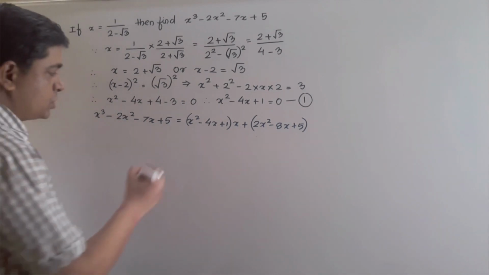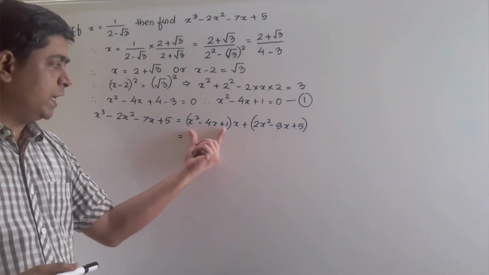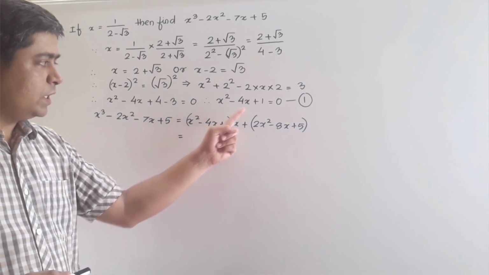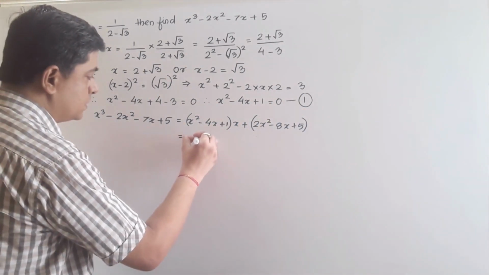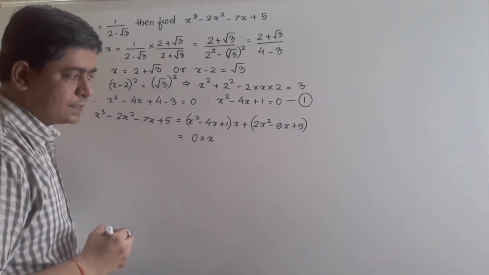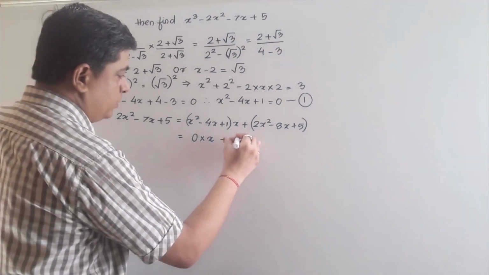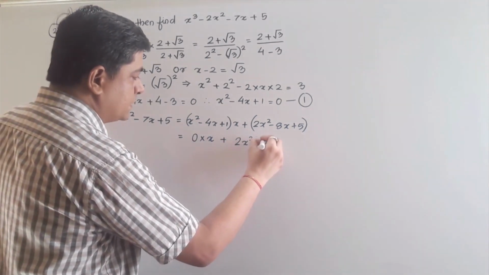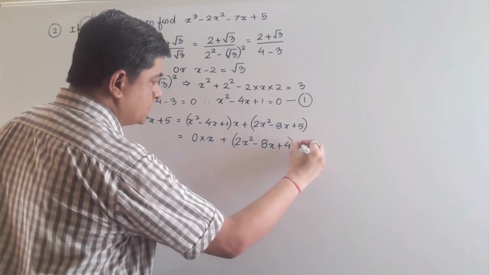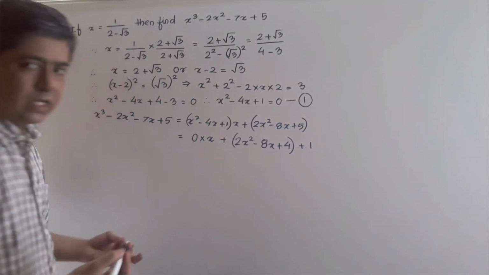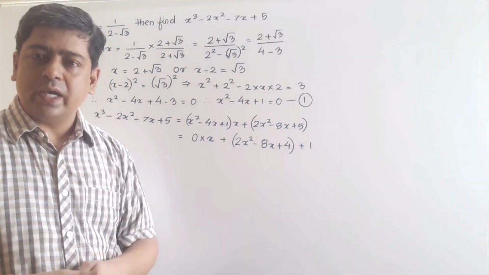Now one thing you note here, the value of this bracket x square minus 4x plus 1, this value is given 0 in the equation number 1. So this value I can put up here 0. 0 into x plus, now this 5 now I am writing in this way. You tell me it is correct or not. 2x square minus 8x plus 4, and then here plus 1 I am writing separately. It would be right only because see 4 and 1 if you add it will become again 5.